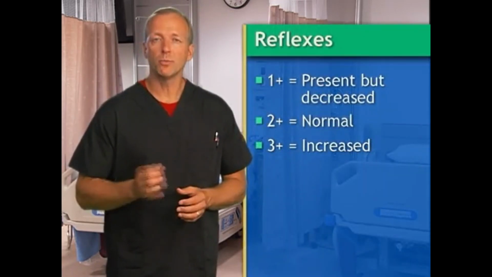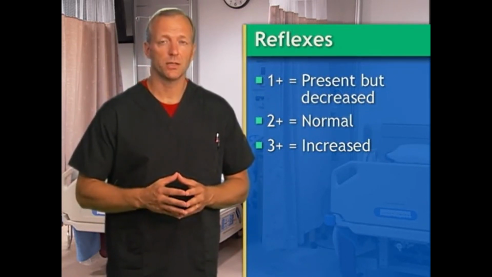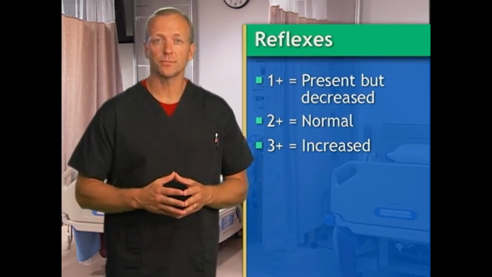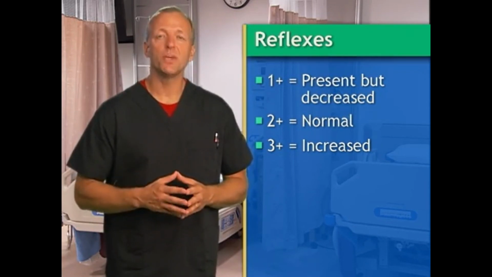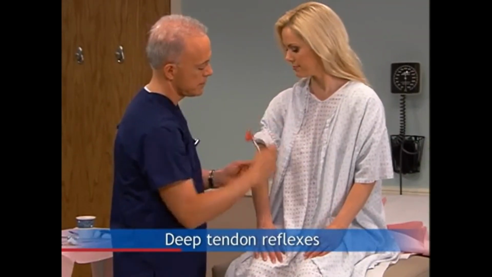The final component of the neurological assessment involves testing of reflexes. A client's reflexes are graded on a scale as follows. 1+, meaning the reflex is present but decreased. 2+, which is normal. Or 3+, meaning the reflex is increased or brisk. Here the examiner tests the deep tendon reflexes.